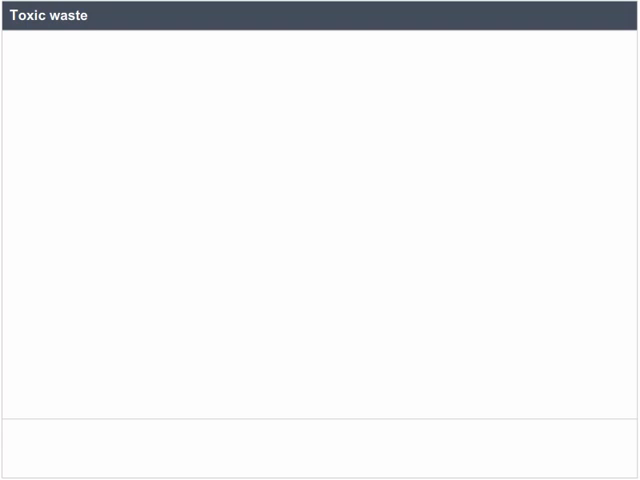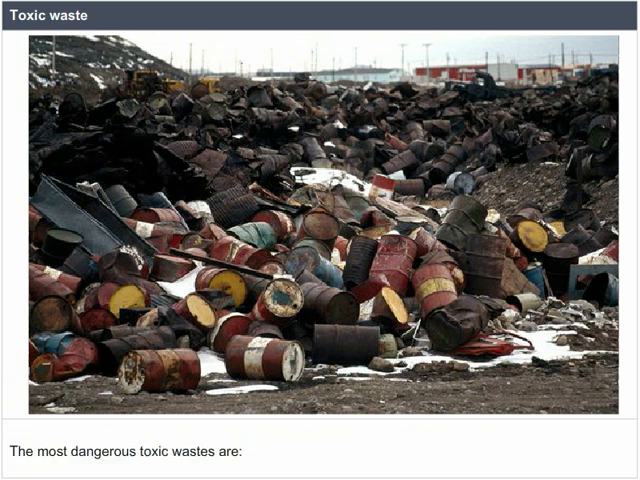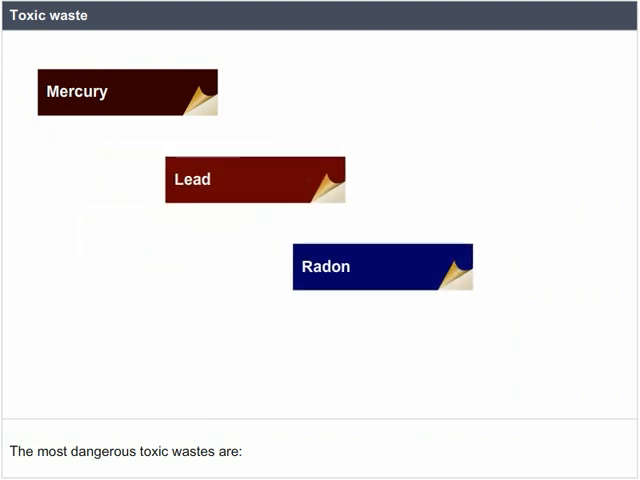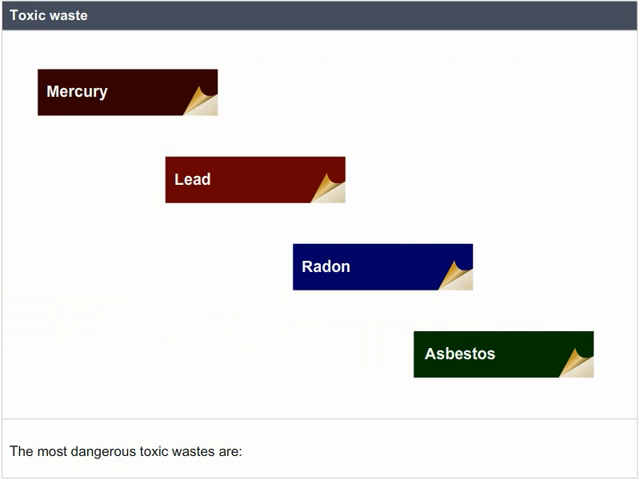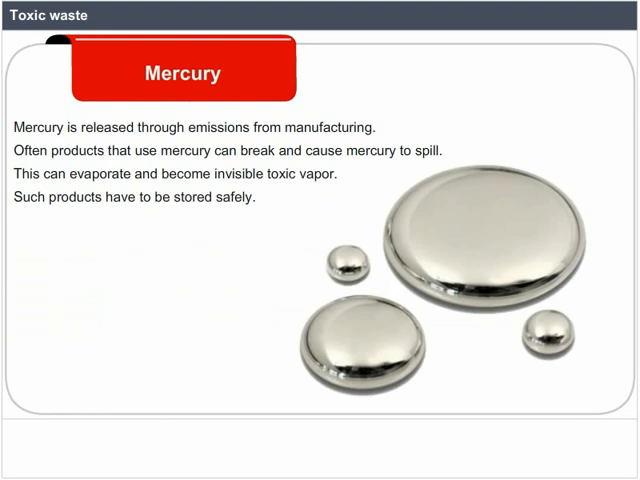Toxic waste. Toxic waste is the material which is often found in chemical form, which can cause harm to living creatures. The most dangerous toxic wastes are mercury, lead, radon, and asbestos. Let us learn about each toxic waste. Mercury. Mercury is released through emissions from manufacturing. Often products that use mercury can break and cause mercury to spill. This can evaporate and become invisible toxic vapor. Such products have to be stored safely.